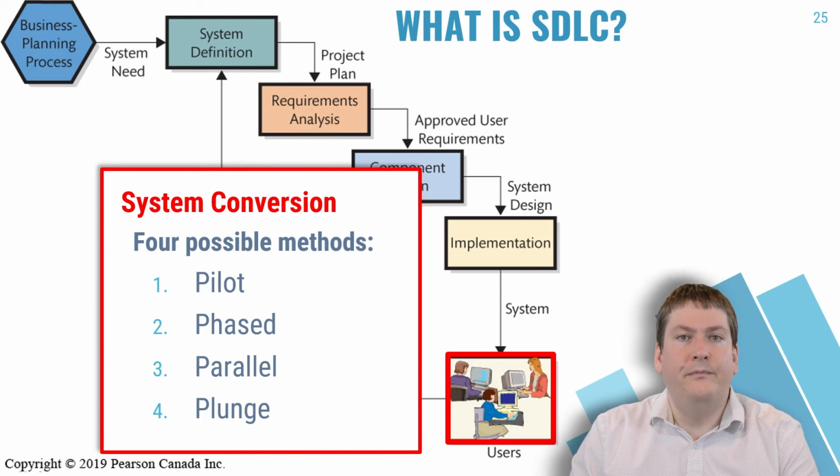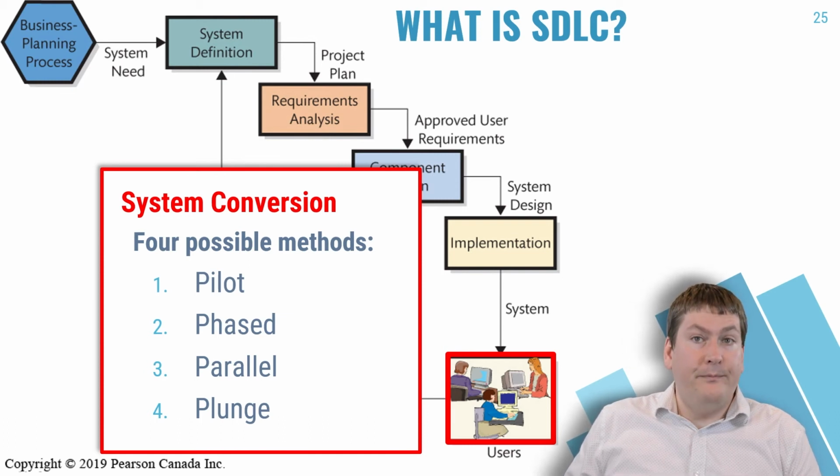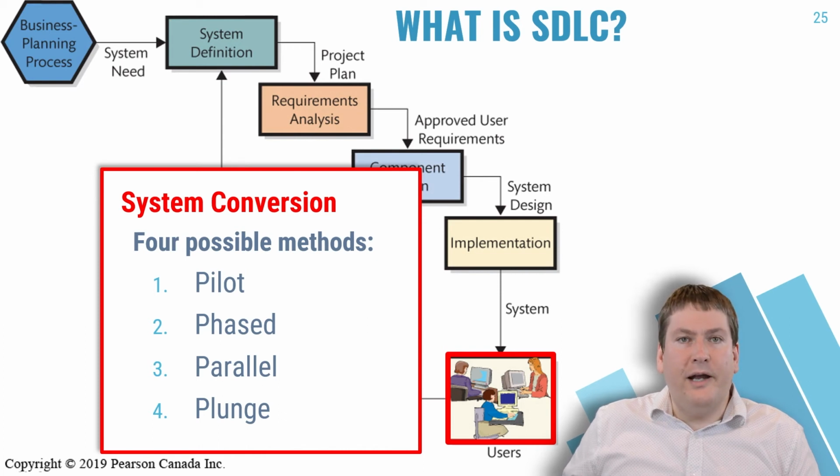The first is a pilot program. In this strategy, the organization implements the entire new system, but only gives access to a limited number of users or groups. The advantage of this method is that if something goes horribly wrong, it only impacts a limited number of users, who usually know that they're part of this program, and they expect potential issues.